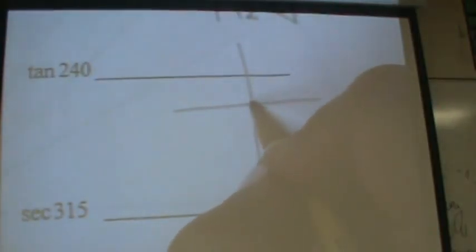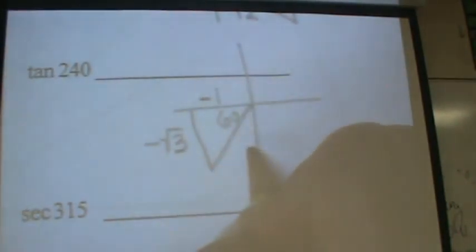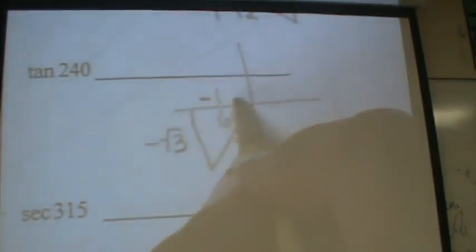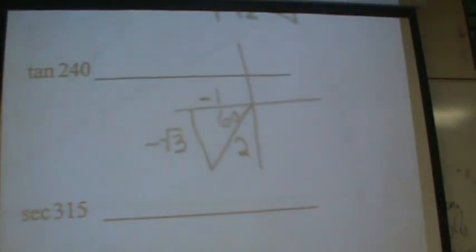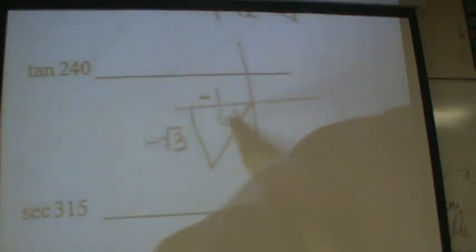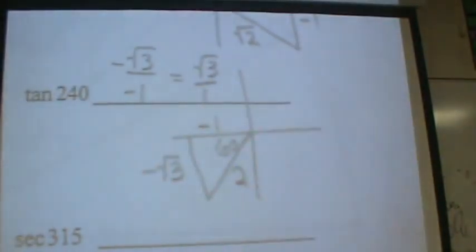So this is what you're going to do. You're going to draw your triangle. This is 60. So this is going to be negative root 3. This will be negative 1, and this is 2. Now, do you know why I'm calling these two negative? Because you're in quadrant 3, and the x and the y's are negative in quadrant 3. So what's the tangent of this angle? It's opposite over adjacent, and the negatives cancel. So you could say just root 3.